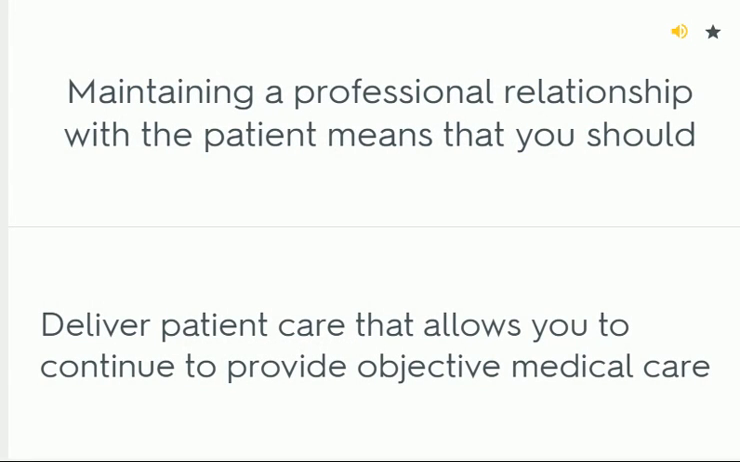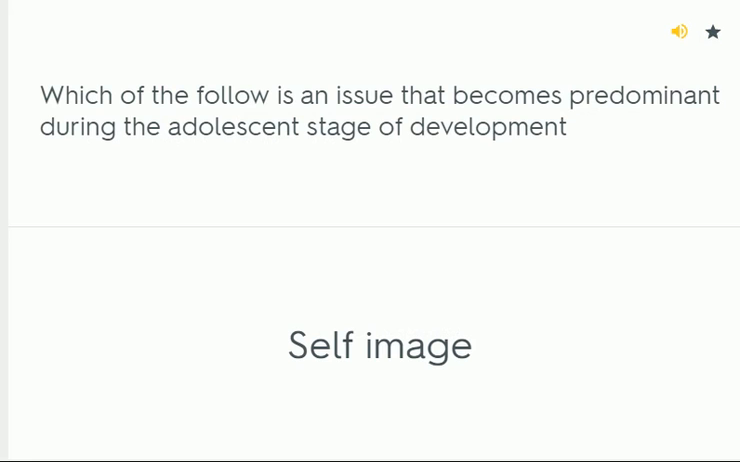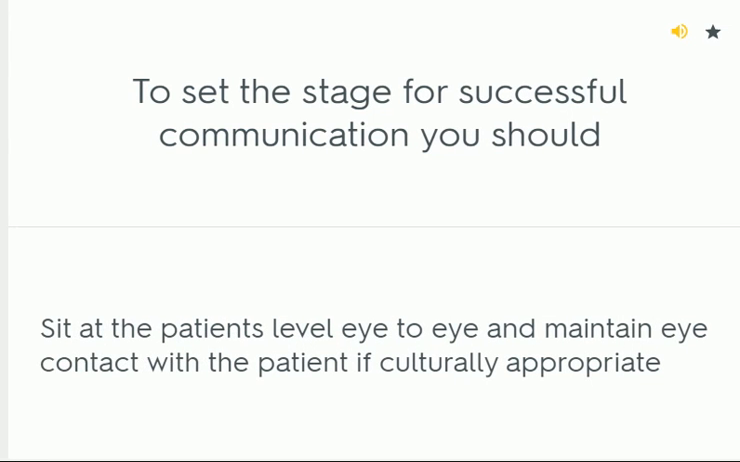Maintaining a professional relationship with the patient means that you should deliver patient care that allows you to continue to provide objective medical care. Proper flow of communication occurs in the following order: message, response, clarification, and feedback. Which of the following is an issue that becomes predominant during the adolescent stage of development? Self-image. To set the stage for successful communication, you should sit at the patient's level, eye to eye, and maintain eye contact with the patient if culturally appropriate.